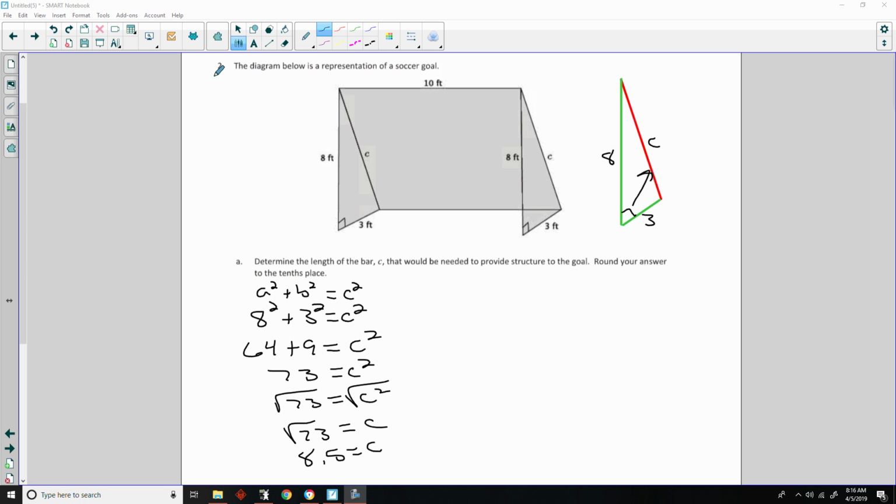And whenever you're answering a question, you should always write the unit of measurement. So let me just write that in there. So the answer is 8.5 feet.